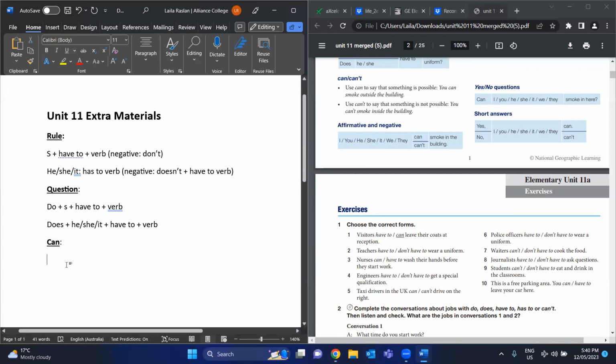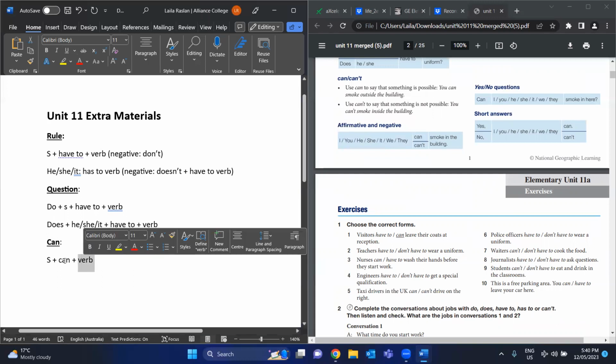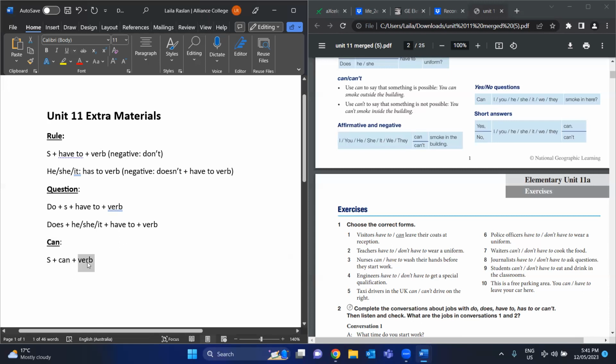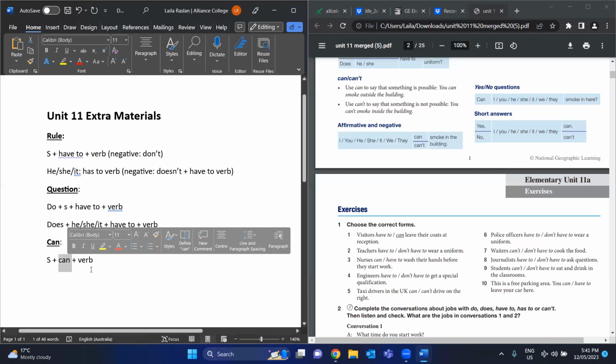So the rule: subject plus can plus verb. Remember, the main verb is this one. We must have can, but then it's, I can work tomorrow. It's very different to saying I work tomorrow, or I work every day. I can work every day. It's saying I can. It's possible. It's doable.